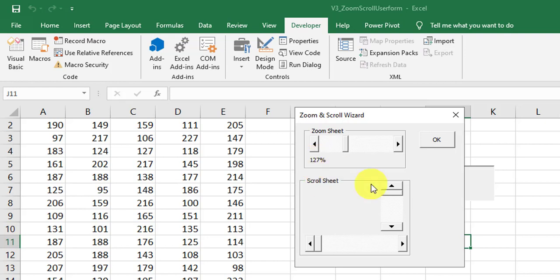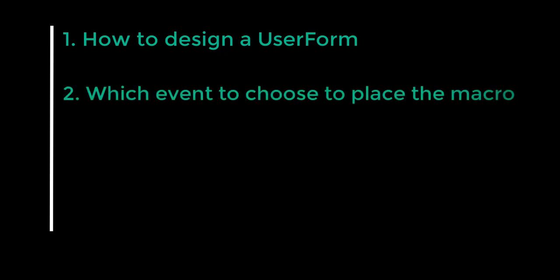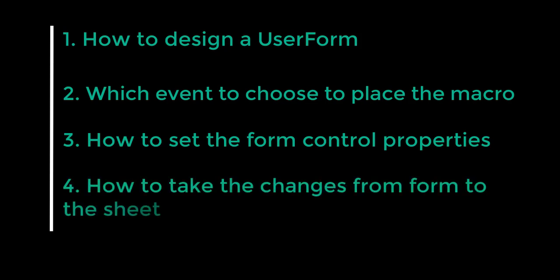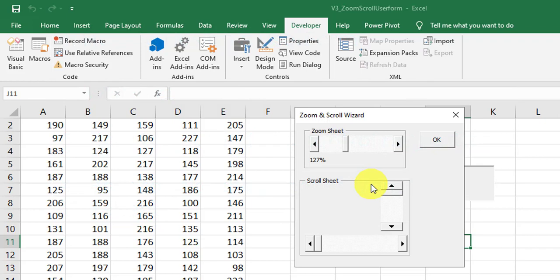Thus, we have created a wizard that can be used to zoom in, zoom out, scroll right and left, scroll to the top and bottom. In this example, we have learned many useful things like how to design a user form, which event to choose to place the macro, how to set the form control properties, and how to take the changes from the form to the sheet. What do you feel about this example?